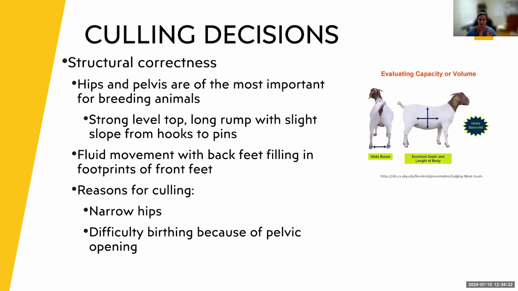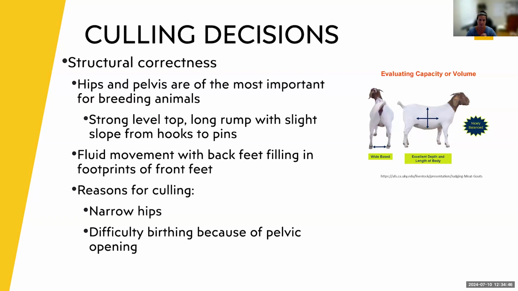So they have a strong level top, long rump, and then that slight slope from hooks to pins. And that becomes really important in our females, as they need to be able to give birth, right? If they have narrow hips, or if that slope is too straight or too steep, they're going to have more difficulty when it comes time to give birth.